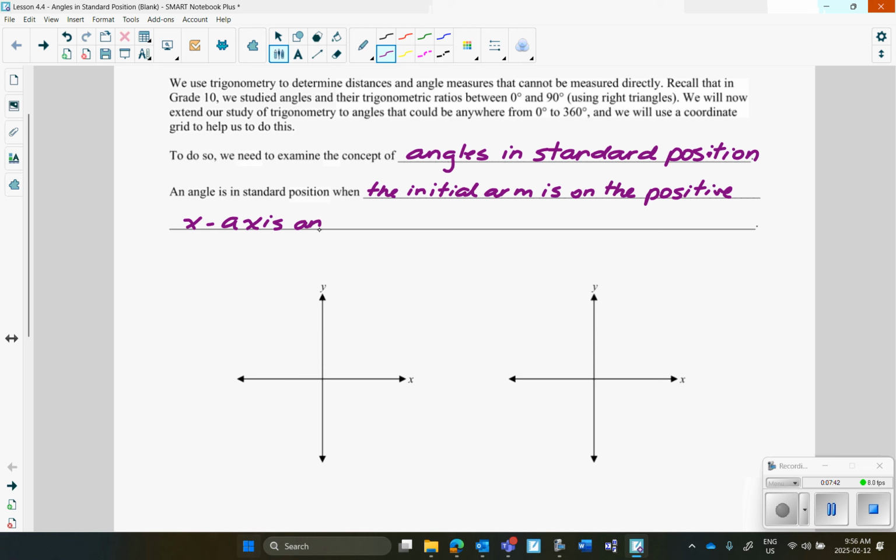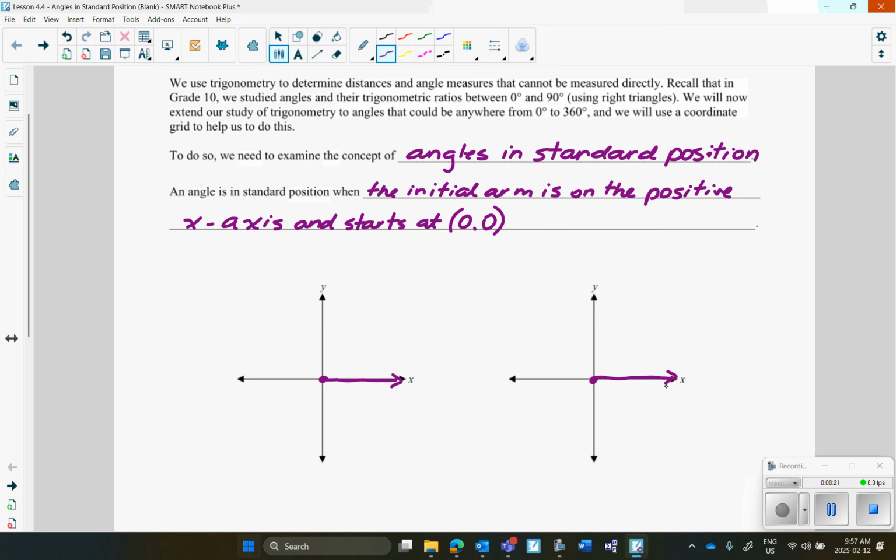And starts at 0, 0. So whenever we're drawing an angle on a coordinate grid, one of our arms will always be here on the positive x-axis, always. And then we'll continue with the ones below. All right. Now the other arm, where the measurement ends, is called the terminal arm.